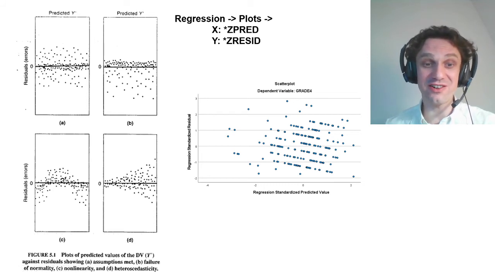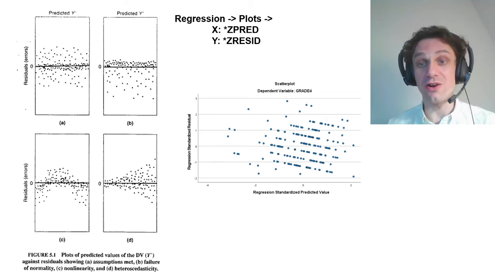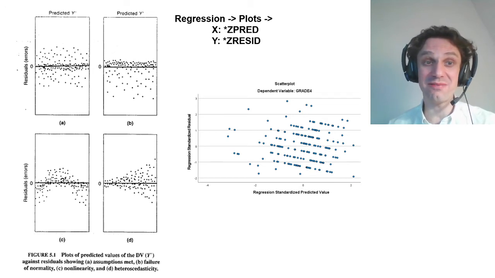So the distribution of residuals, normality, linearity, and heteroscedasticity or homoscedasticity, you can evaluate very simply just by looking at those little graphs. In SPSS, you can ask in the plots section to plot on the x-axis your predicted variable, standardized for simplicity, and on the vertical axis, you're supposed to plot the residual.